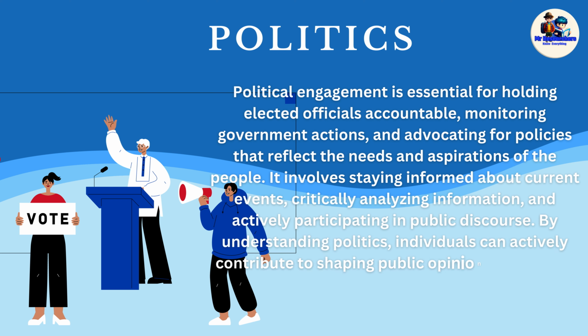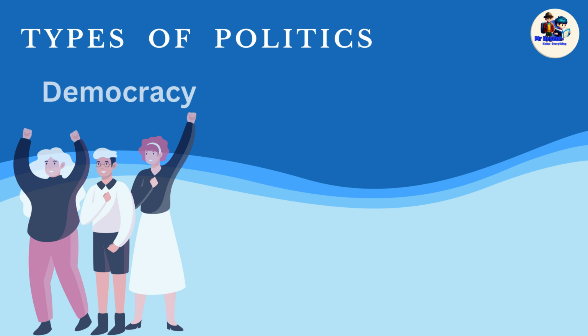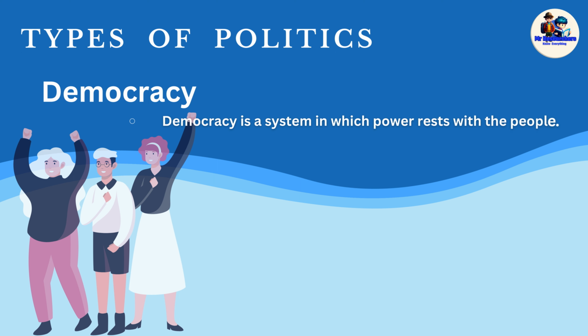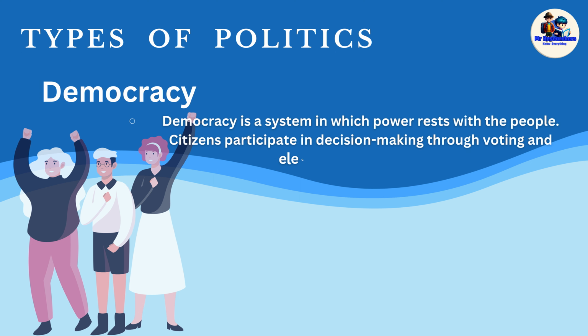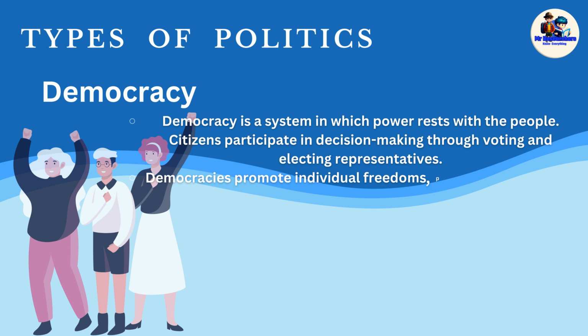There are several types of political systems that exist around the world. Let's explore a few of them. 1. Democracy. Democracy is a system in which power rests with the people. Citizens participate in decision-making through voting and electing representatives. Democracies promote individual freedoms, protect human rights, and encourage public participation.